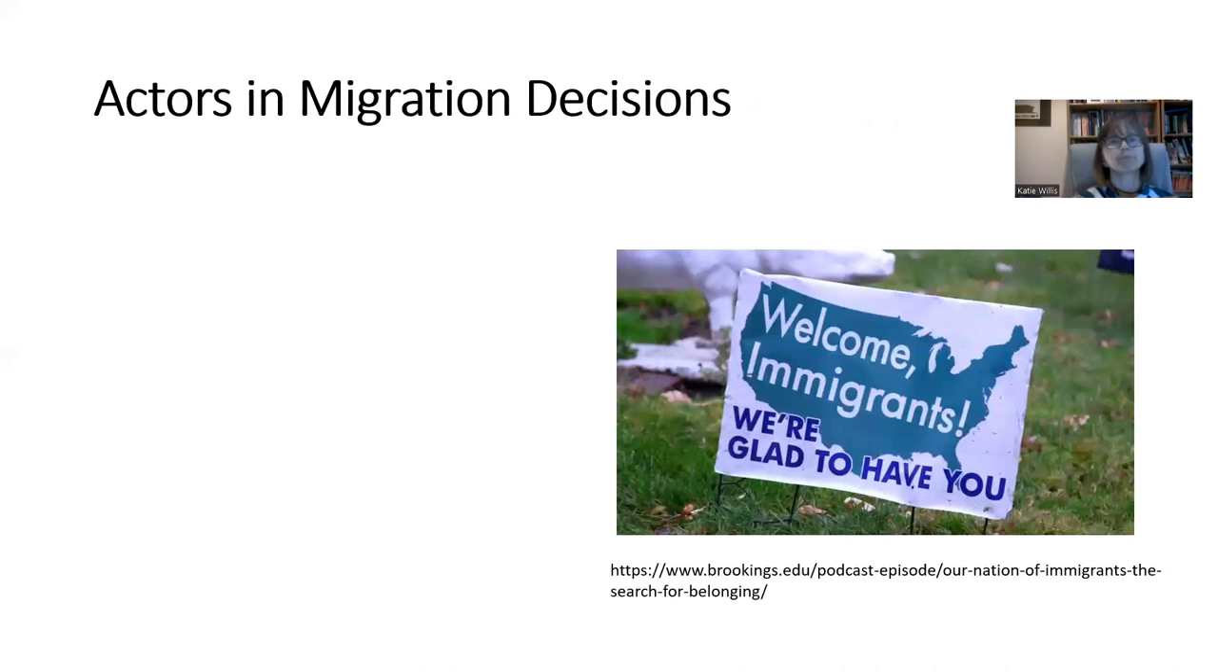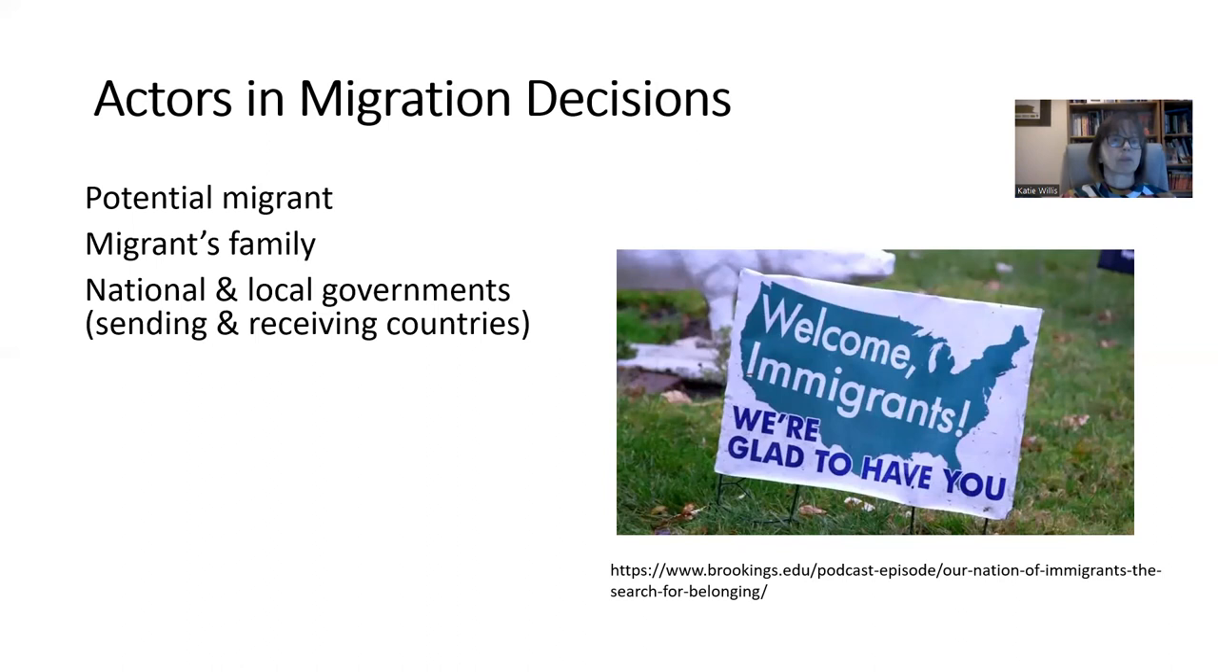Another thing we have to think about is who the actors are in migration decisions. And those actors may be individuals or groups, institutions or organisations. So obviously we've got the person who is migrating or might be migrating. We've got the migrant's family, but we've also got, at a different scale, governments, national governments, local governments, in both the sending and the receiving countries. We've got companies that might be looking for particular kinds of labour that they can't get locally.